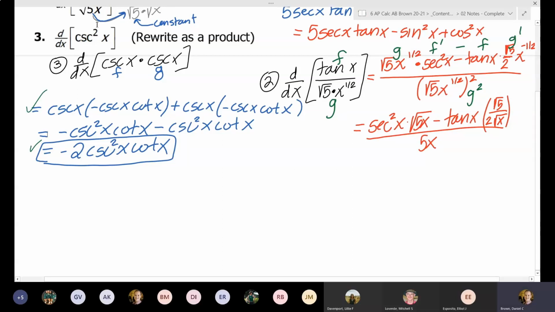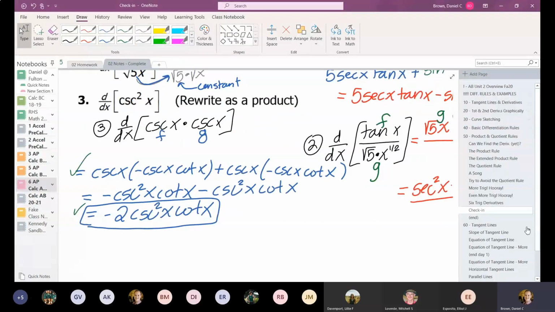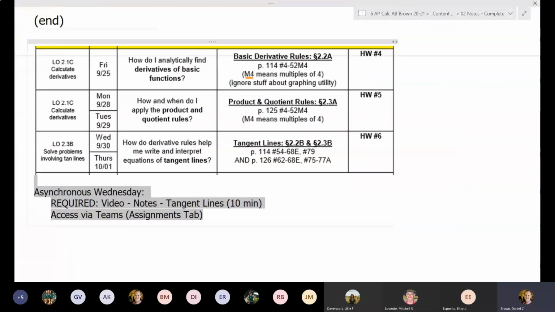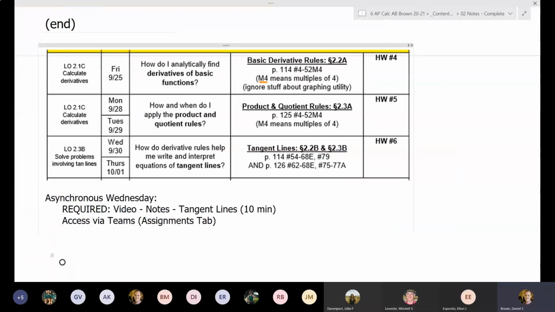All right, so that's where I'm stopping notes to give you some instructions of what I want you to do tomorrow. You know tomorrow is an asynchronous day. So your homework: you have homework 4, which is the basic derivative rules, and it's 4 through 52, multiples of 4. What I assigned yesterday is the product rule, and I assigned 4 through 52, again, multiples of 4. Tomorrow, we do know, is an asynchronous day.